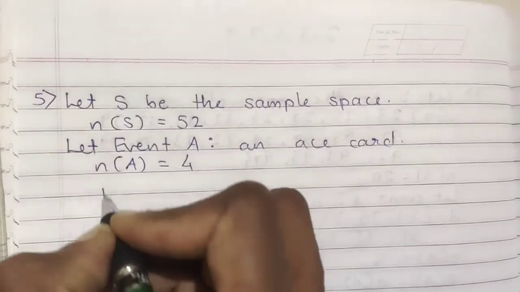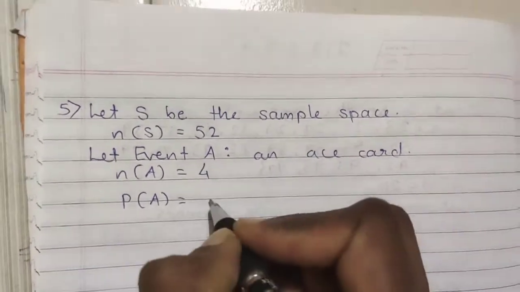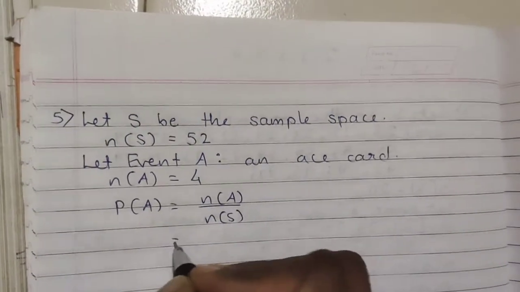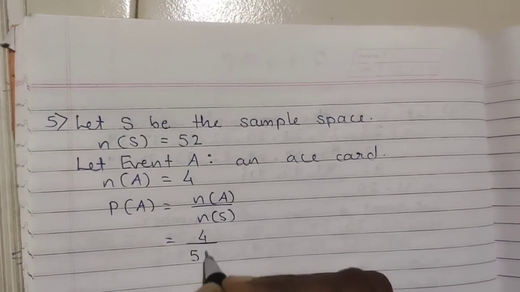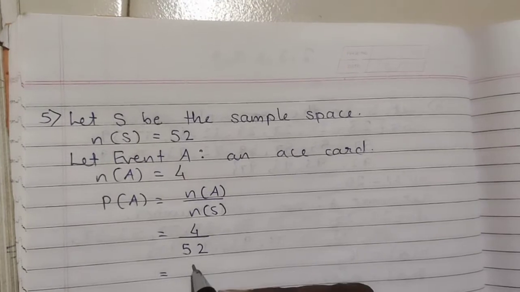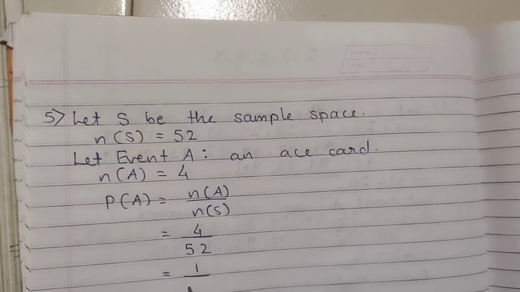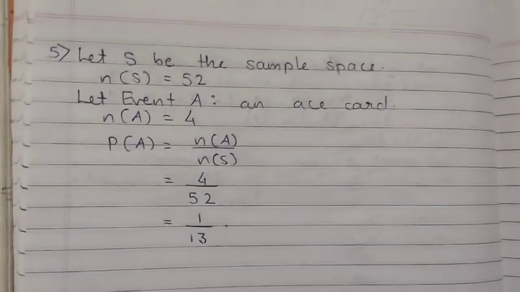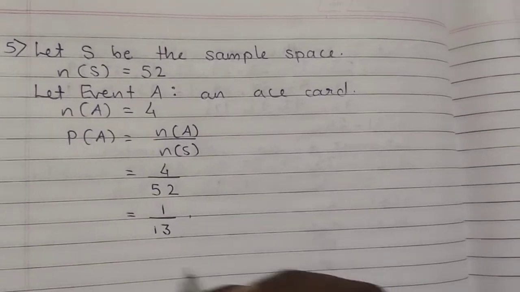Now let us find out the probability of A. What is the formula? n(A) upon n(S). So that gives you 4 upon 52. Now cancel it by 4. So 4 ones are 4, and here 4 thirteens are 52, so 1 is remaining, 13. So you are going to get 1 upon 13 for event A.